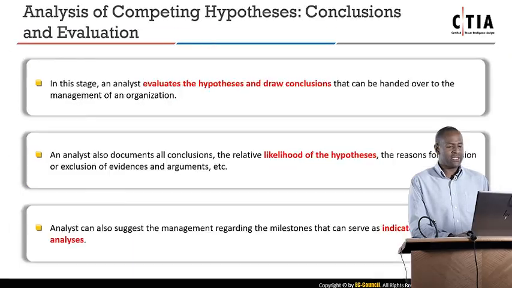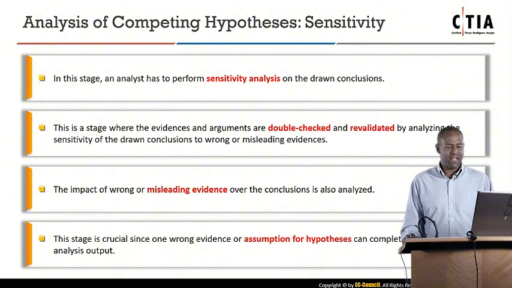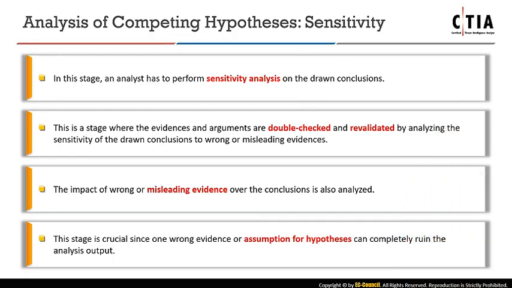All right, the next to last one that we look at is sensitivity. So in this stage, we want to do a sensitivity analysis to draw our conclusions. And what we're going to do is go through our arguments and evidences and double check them, reevaluate them, revalidate them, and analyze the sensitivity of the conclusions that we've drawn, looking for wrong or misleading evidences. Then we see that this stage is very crucial. And the reason why is one wrong evidence or wrong assumption or hypothesis can completely ruin the analysis output.